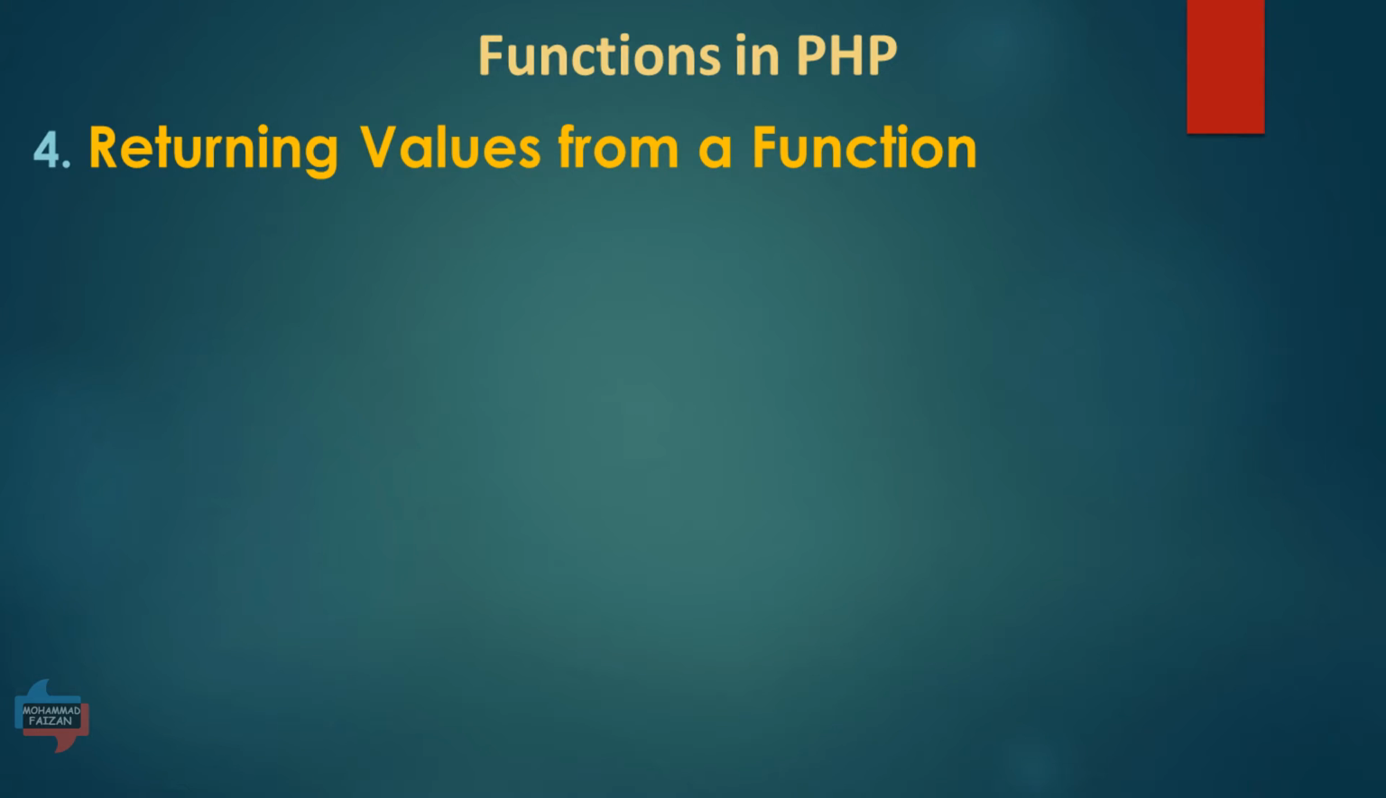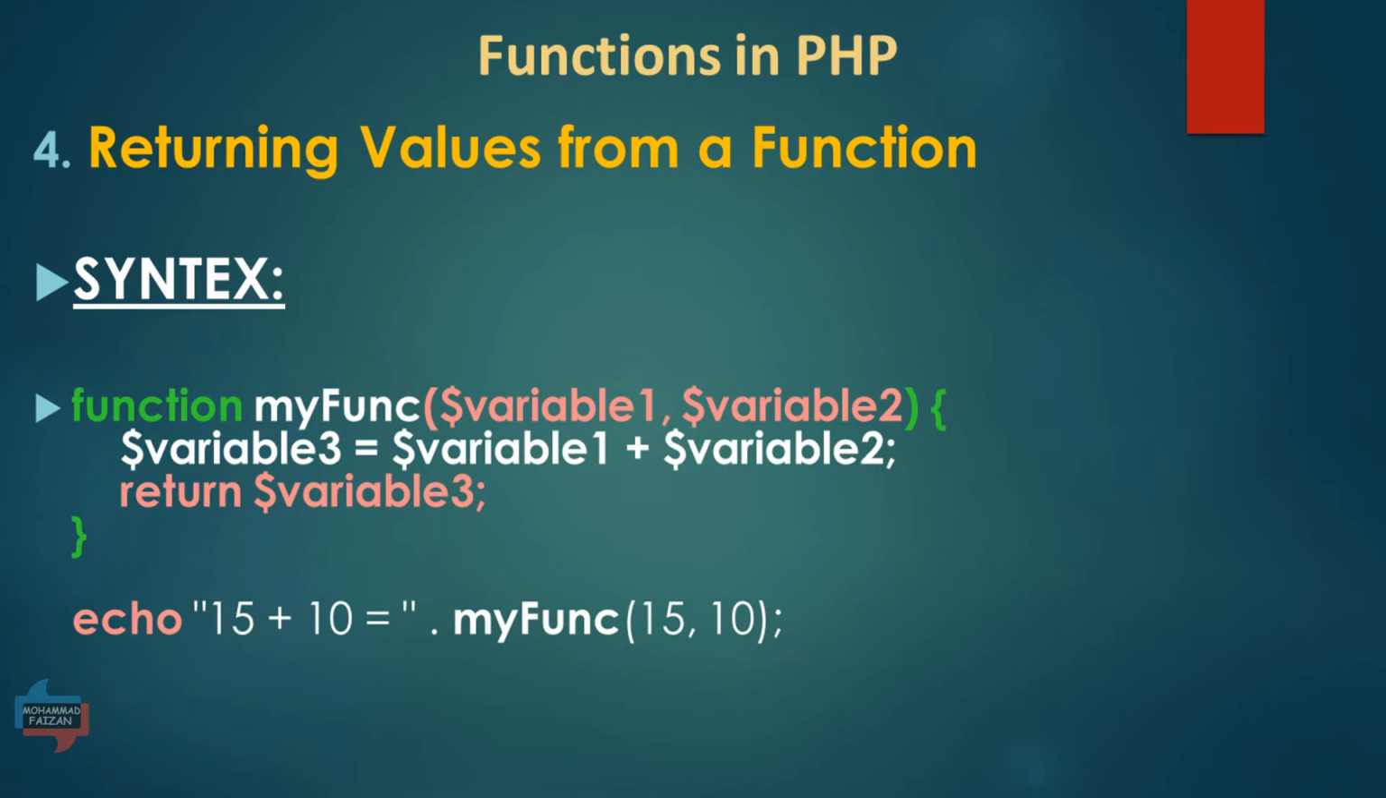The fourth is returning values from a function, syntax. You can see here a function whose name is myfunc with variable 1 and variable 2. In variable 3 I add both variable 1 and variable 2 and return variable 3, and I echo myfunc for the call and pass two arguments, 15 and 10, for variable 1 and variable 2. Okay, so let's go for the practical.